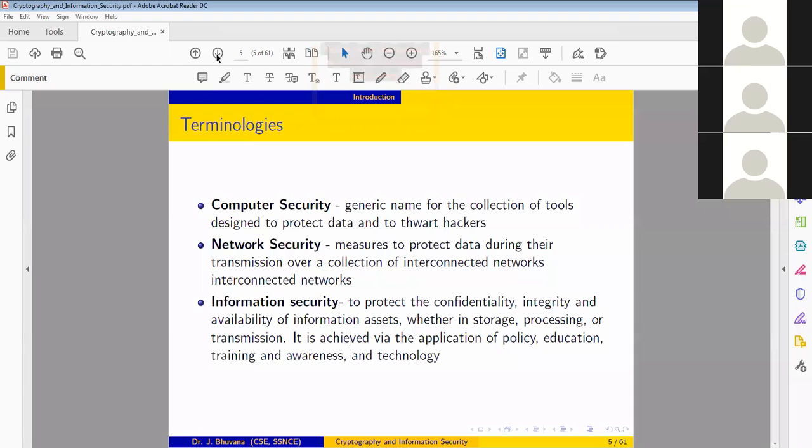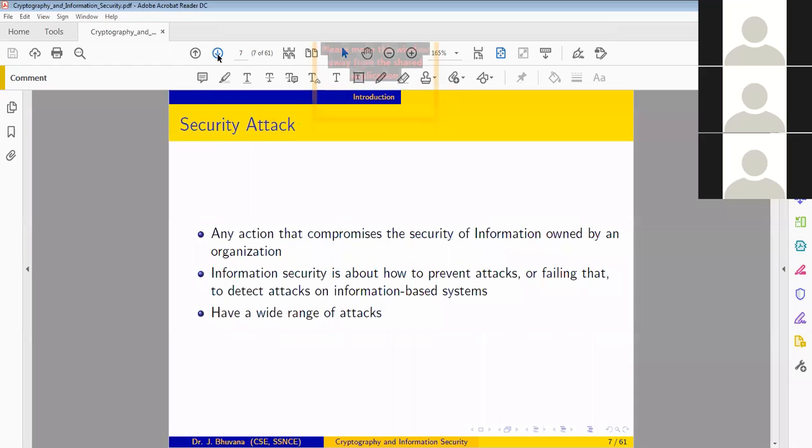Security attack. So what is an attack or what is hacking? When some action happens that compromises the safety and security of the information we have stored in our system, then that action or operation would be called an attack. An attack is an action that compromises the basic security of the information present in a system or owned by an organization.